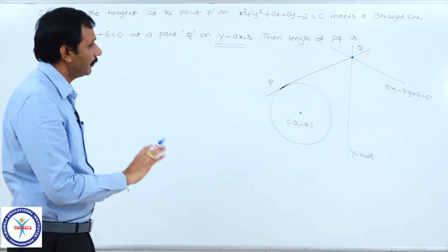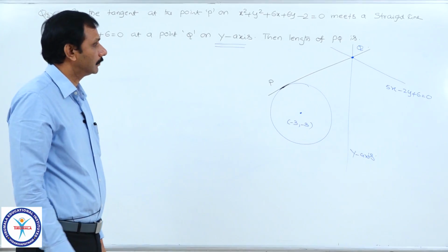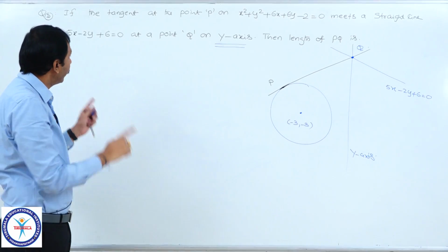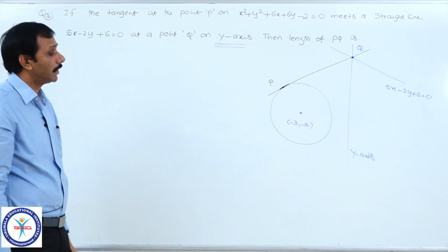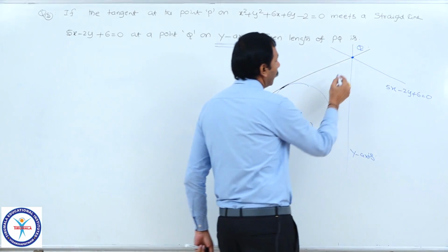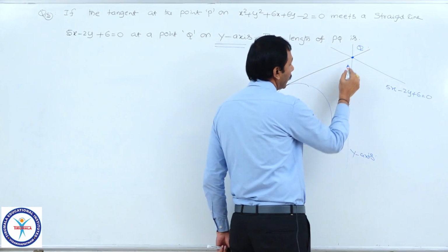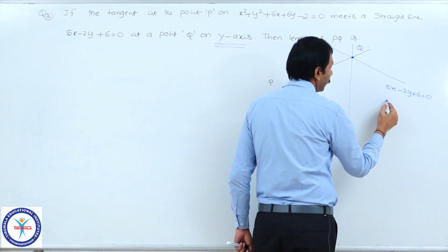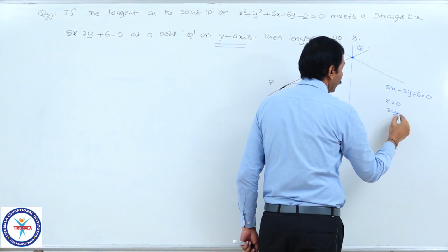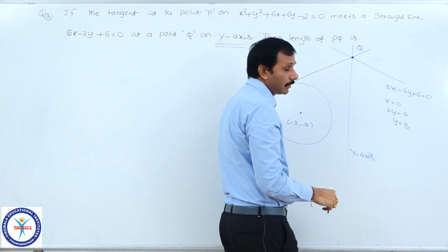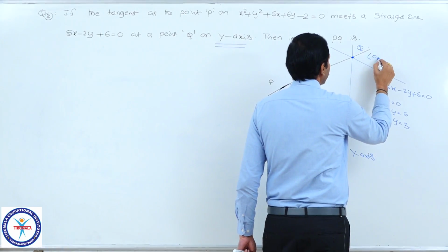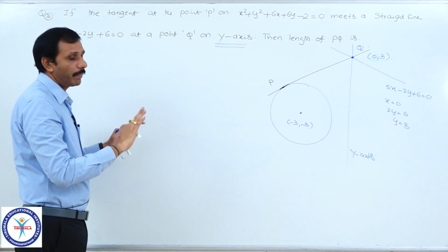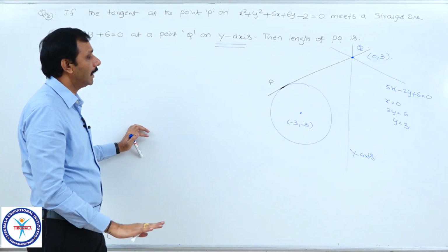If you are able to understand the meaning of the problem, the solution also works. Yes, the tangent at P intersects this line, but given that those two lines meet at a point Q on y axis. Now, because it is the y axis, to find the coordinates, x equal to 0. x equal to 0 means 2y equal to 6, y equal to 3. Therefore, coordinates of Q are 0, 3. Now, that point's coordinates we know. We want the length PQ.